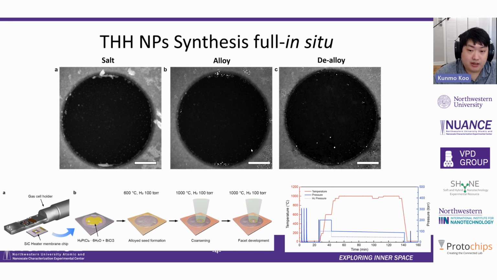As you see in these HAADF images, first at room temperature after it is dropped, there is only amorphous salt-like contrast and no visible alloy seed. After heating the membrane to 600 degrees, tiny nanoparticle seeds start to form at the location, and at 1000 degrees Celsius, they coarsen with each other and form larger particles. The generated particles after the whole process agree well with the projection images of the tetrahexahedron shape at their zone axis, which I will show you later.